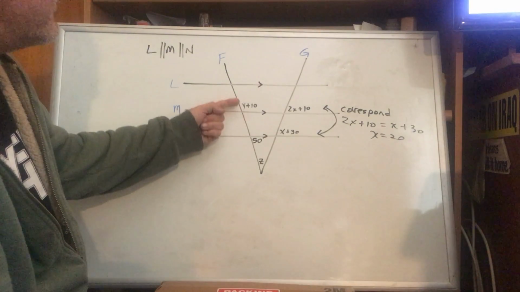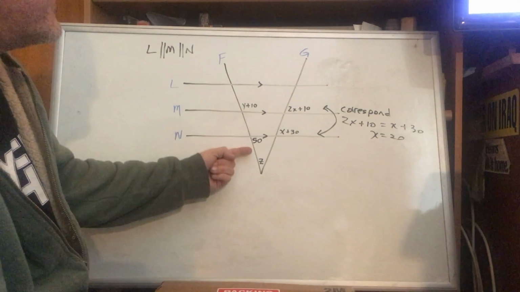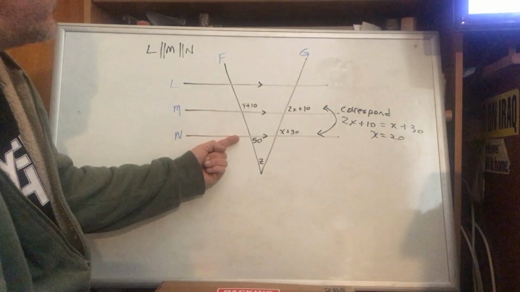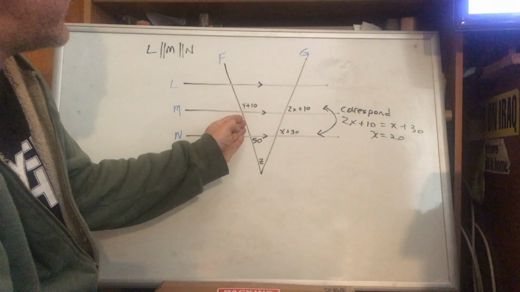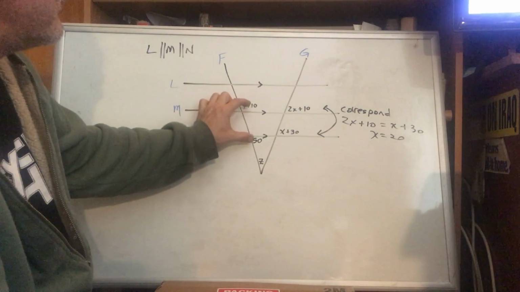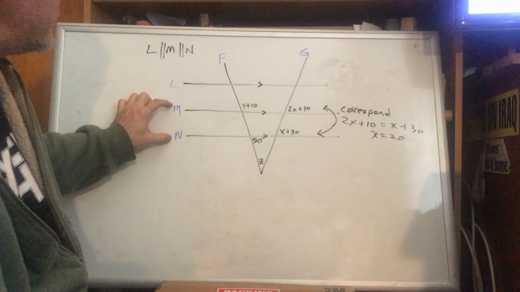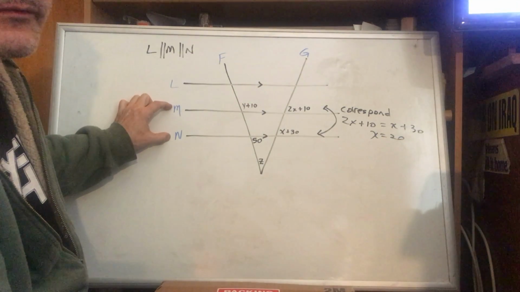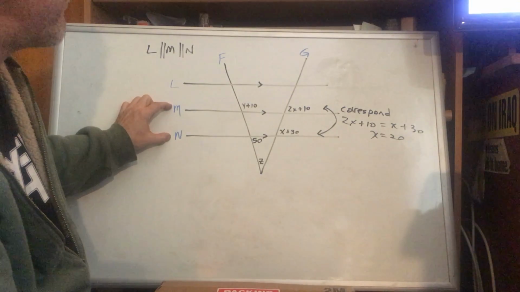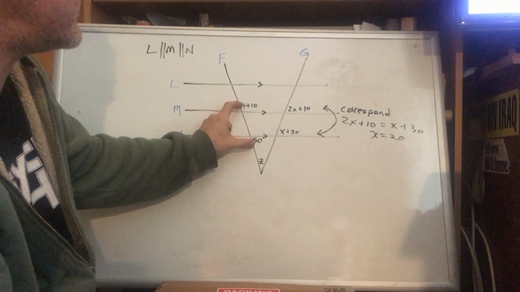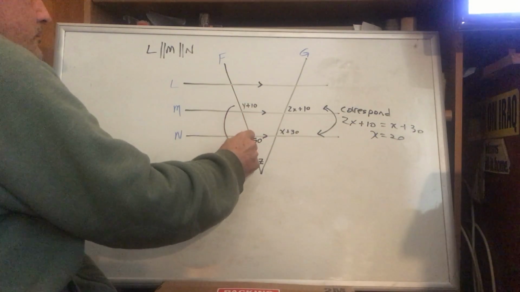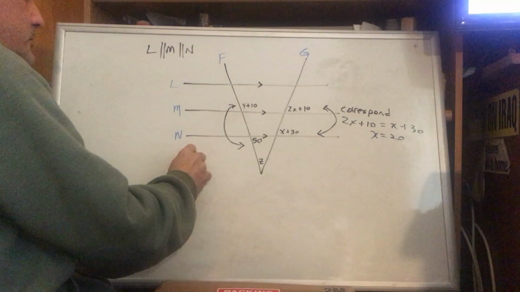Well, now we can use these. So what kind of angles are those? Notice that they're both to the right and exterior to the M and N. Okay, what kind of angles do you think those are? That's right, they're consecutive exterior. So these are consecutive exterior.